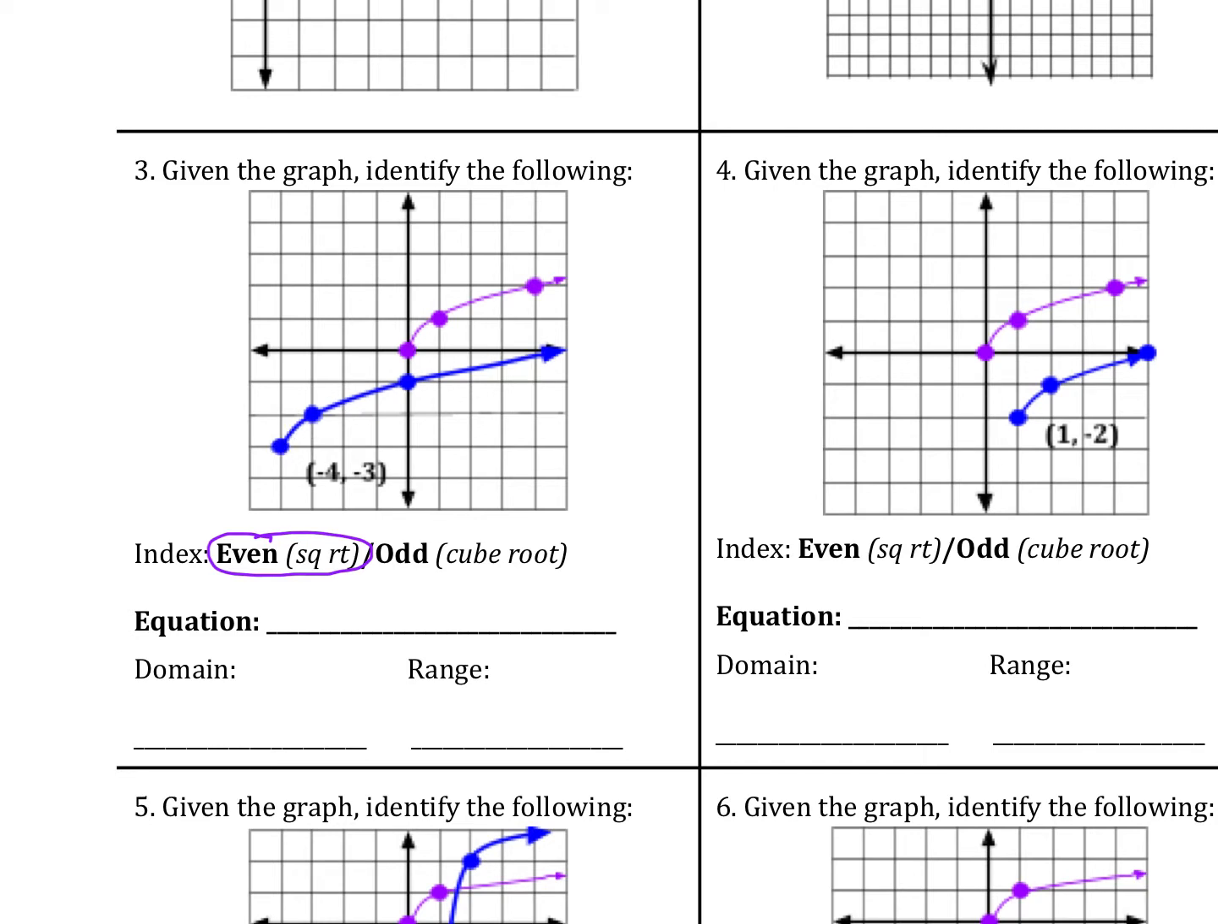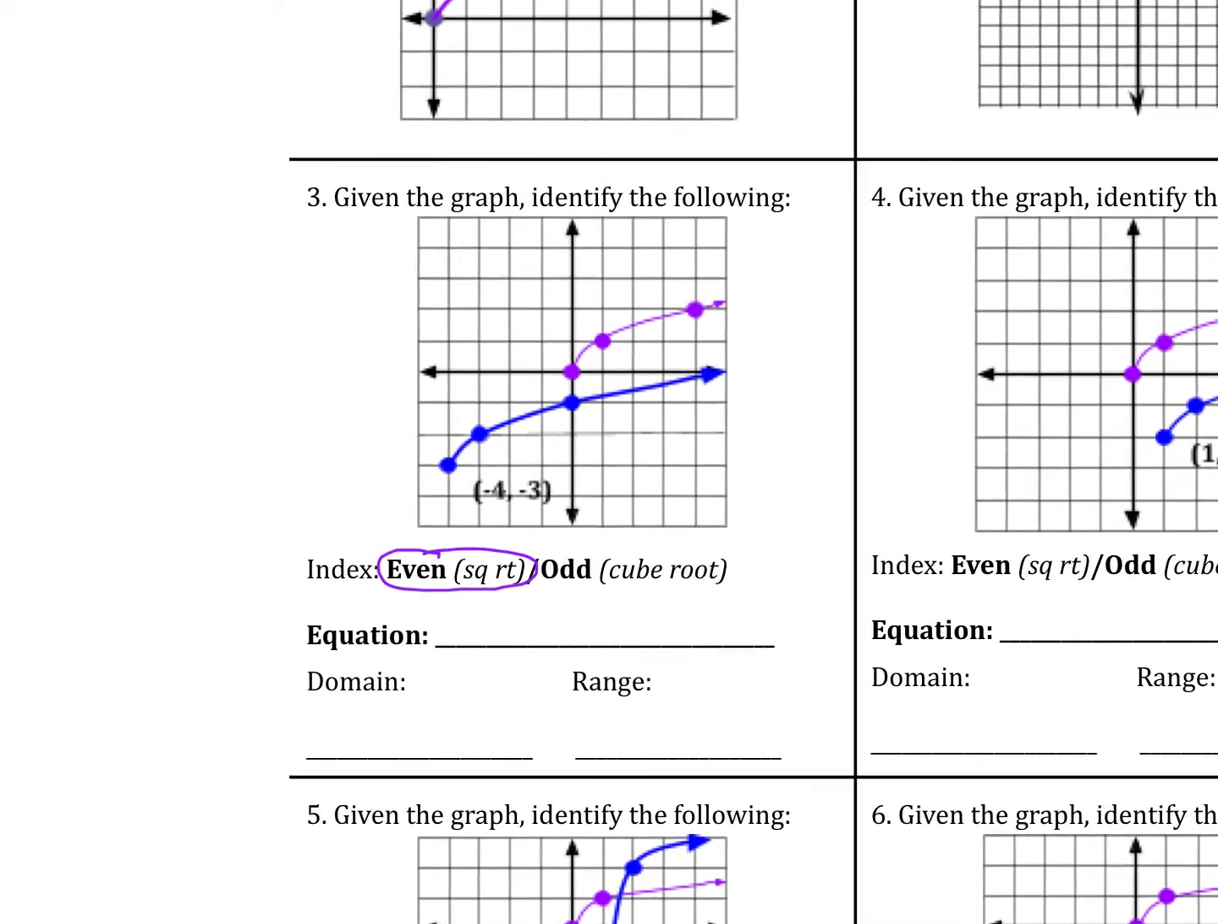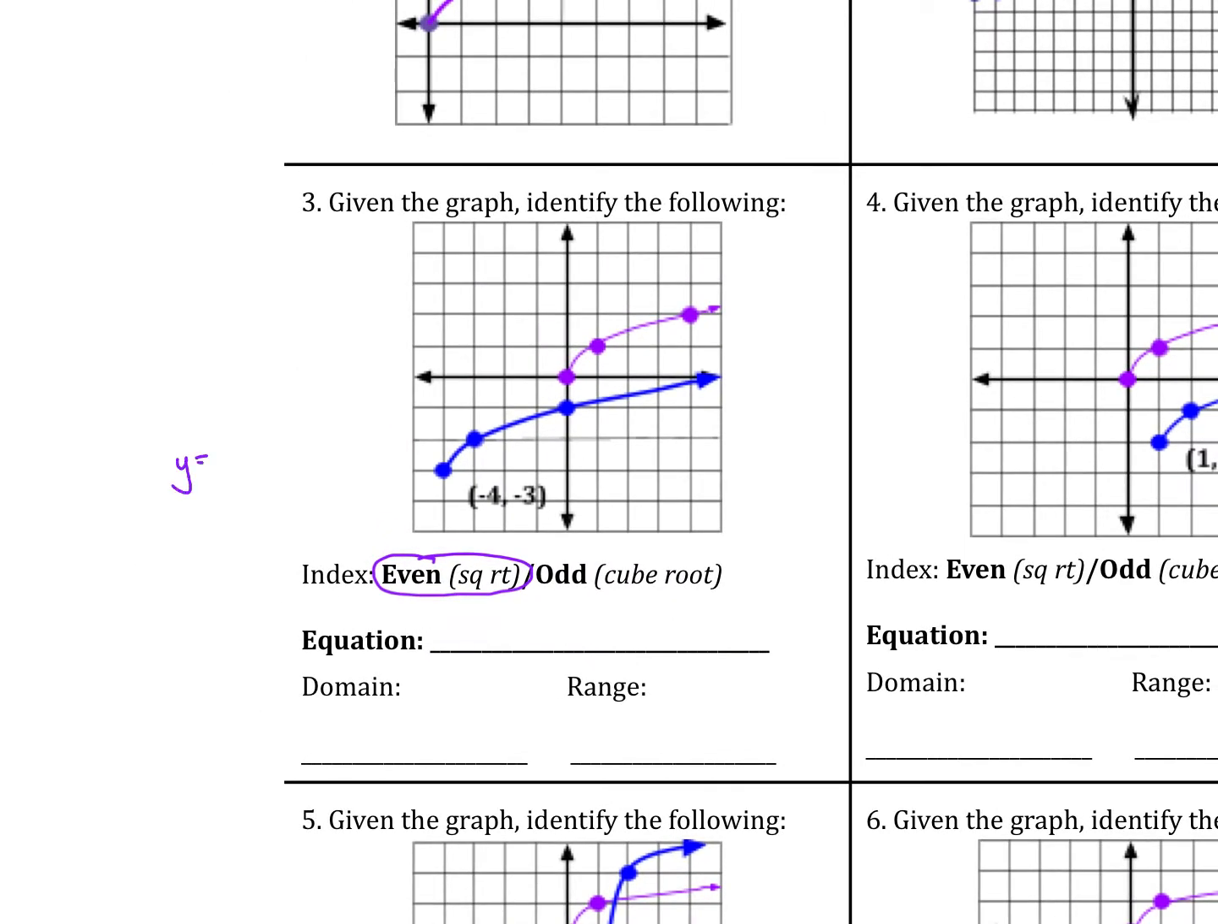So now we need to write the equation. So we have to know the general equation, y equals a square root of x minus h, plus k. So the h is just how it's shifted left or right, and then the k is up or down. So notice it's a negative h, so it's shifted to the left 4. So we know that it would be left 4, so it's going to be a positive 4 inside.